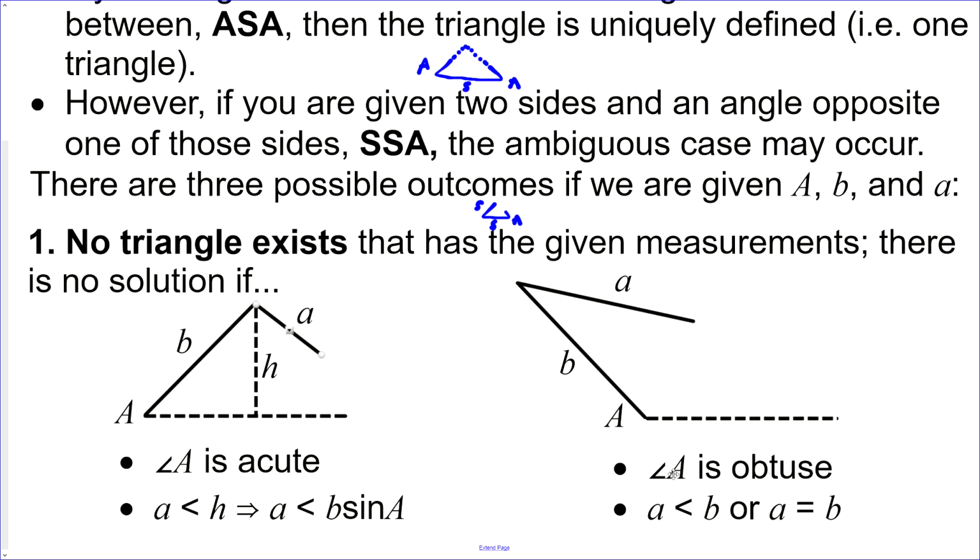Same with this. If angle A is obtuse and A is less than or equal to B, then we're not going to be able to create a triangle either.